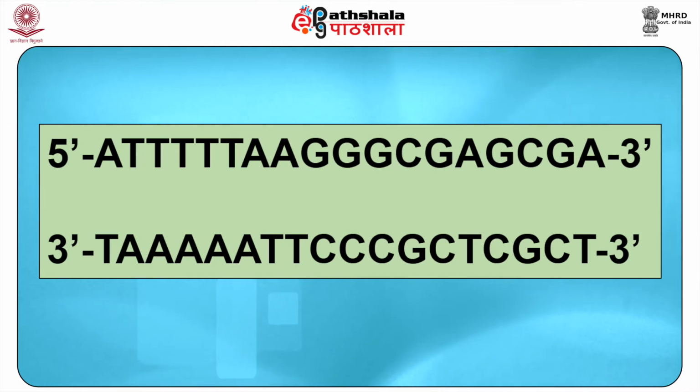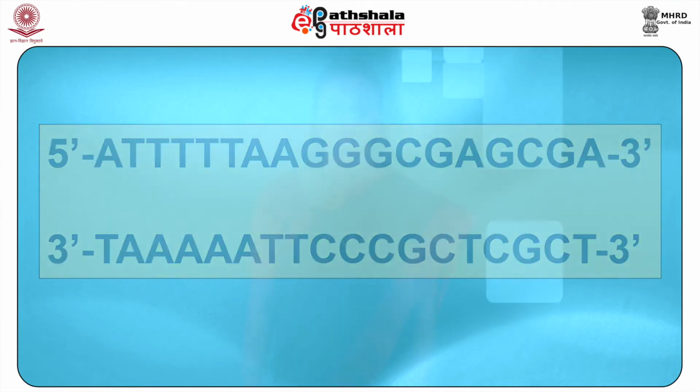The sequence of the complementary strand will be T, A, A, A, A, A, T, T, C, C, C, G, C, T, C, G, C, T. Remember, the DNA strands are in anti-parallel orientation. So, if the first strand given to you is in the 5' to 3' direction, the complementary strand we just wrote has to be in 3' to 5' orientation.